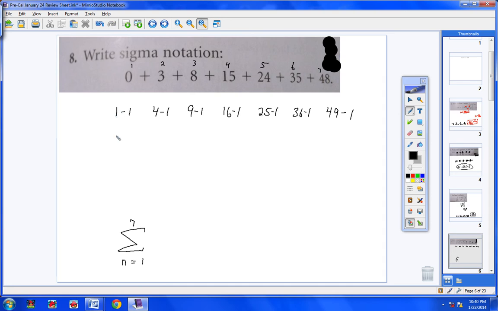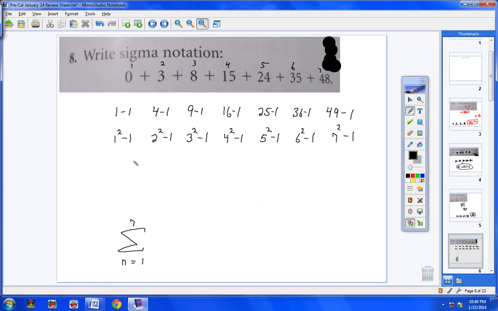Now for this 1 right here, I could write 1 squared minus 1. For the 4, I could put 2 squared minus 1. For the 9, 3 squared minus 1. For the 16, 4 squared minus 1. For the 25, 5 squared minus 1. For the 36, I could put 6 squared minus 1. And for the 49, I could put 7 squared minus 1.